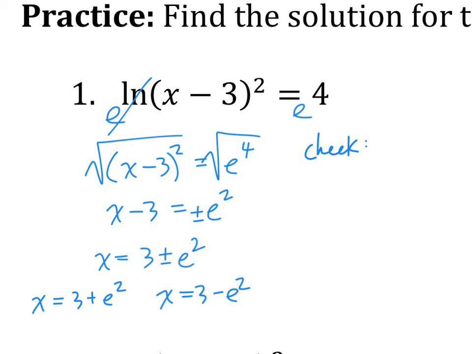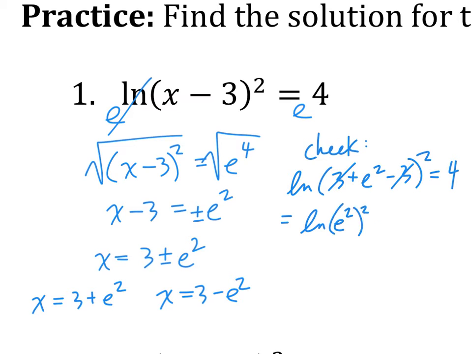Let's try the first one, 3 plus e squared. So natural log of (3 plus e squared minus 3) squared equals 4. So let's check. That cancels. Natural log of e squared, squared. So that's natural log of e to the 4th. Natural log has a base e, right? So base e cancels. 4 equals 4. Oh yeah, so that works.